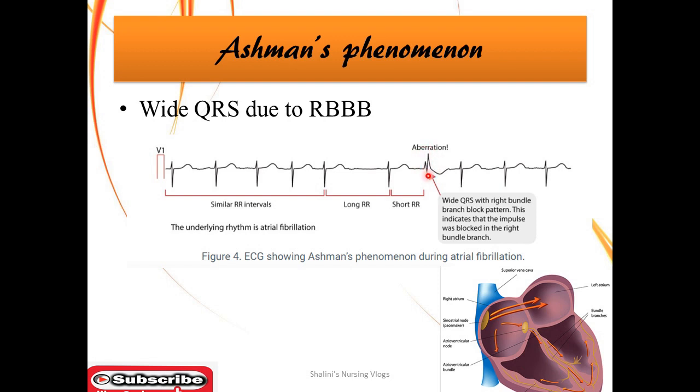And when it is a typical M or a W pattern on a V1 or a V6 lead, then you definitely have to think of a bundle branch block. And when it's an M pattern on the V1 lead, then it is called a right bundle branch block. The point I want to emphasize is, when you have an aberration, it can be a left or right bundle branch block, but when there is an aberration on a strip with atrial fibrillation, you call it Ashman's phenomenon.